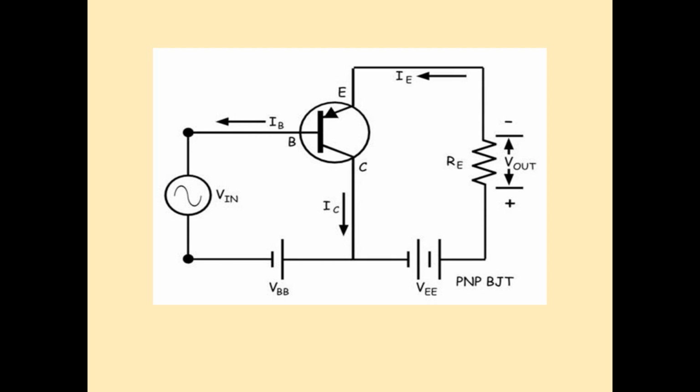In CC configuration, collector is common to both input and output, and input is measured across base and collector. VBC is input voltage and output is measured across emitter and collector. VEC is output voltage. In some of the books, they mention that VBB is the battery connected to base terminal and VEE the battery connected to emitter terminal.